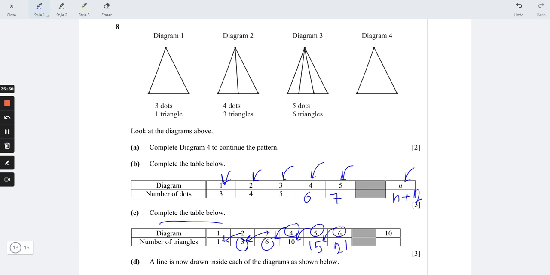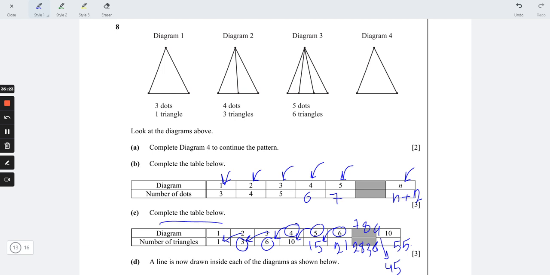So keep going till you reach 10. So you have to find 7. 7 plus 21, you will get 28. 8, you will get 36. 9, 8 plus 36, you will get 45. Plus 10 you will get 55. So for 10, it will be 55 triangles.